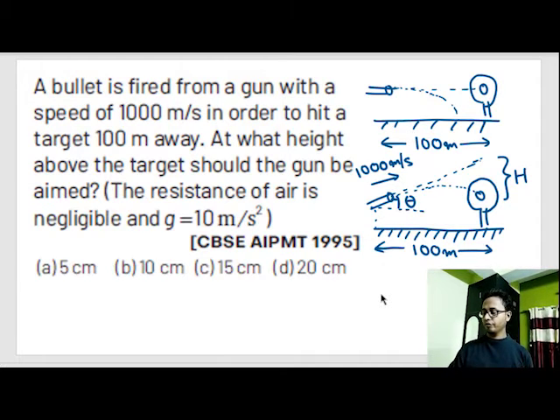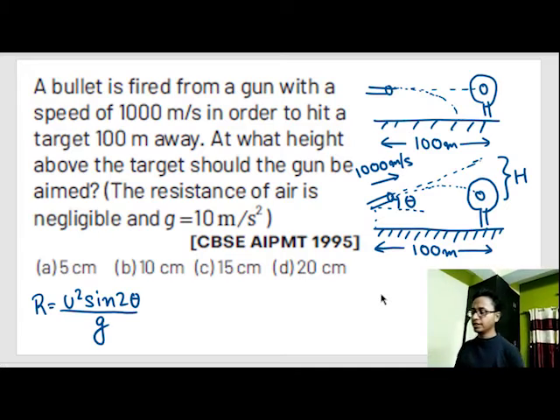Now, what I am doing out here, let's find out the range. R is equal to u squared sin 2θ by g. Sir, why are you finding out the range? See, this bullet acts as a projectile on reaching the bullseye. It is not traveling straight. So whenever it is acting as a projectile, I can apply the formula for a projectile. I am applying this because I need to find this angle theta. This angle theta will help us find the distance from head to head.